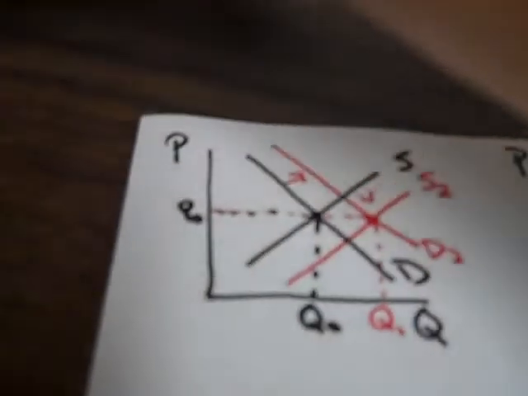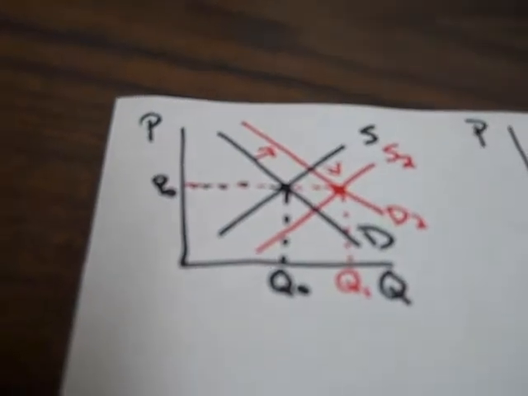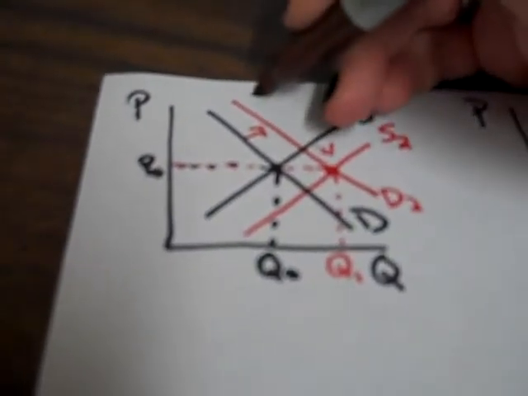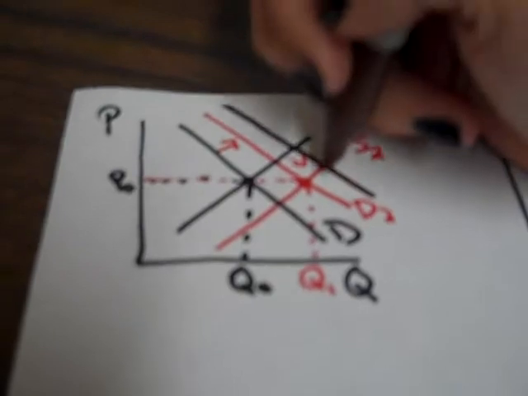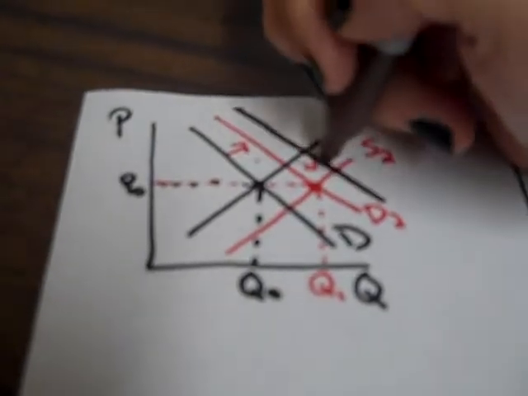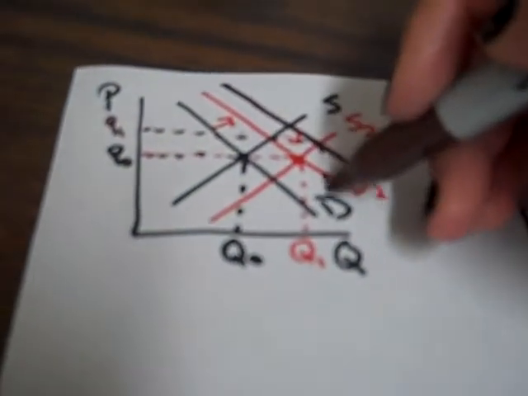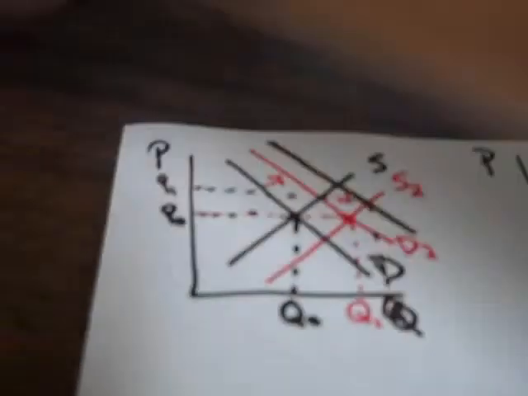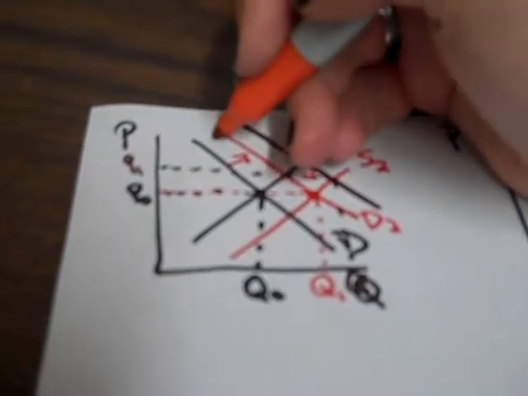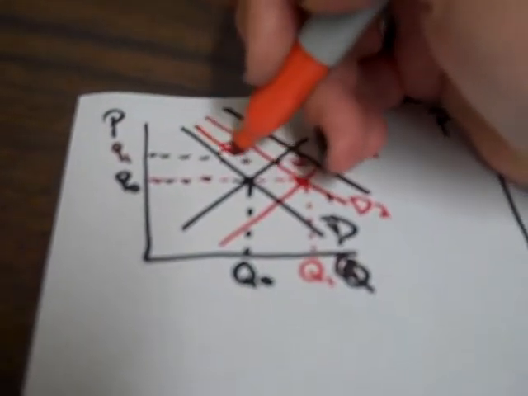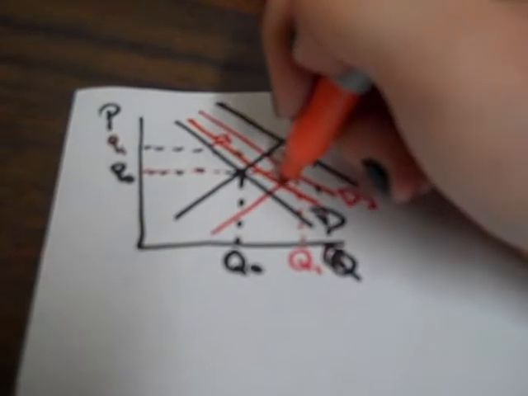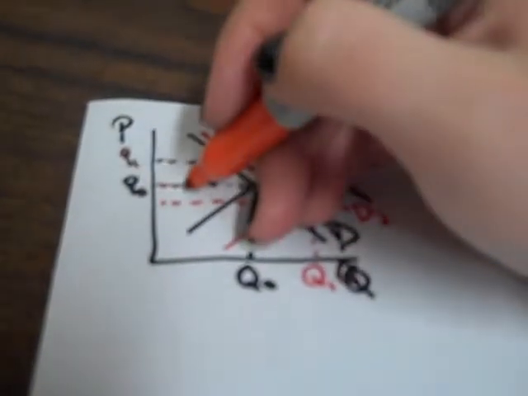Let me use a different color, see if that helps a little bit. So if I draw my demand curve, if my demand shifted way up here, this would be my new price line, and this would be my new quantity line. But if my demand didn't shift that much and it only went here, this would be my new price line. So I can show you that price increases or price decreases.